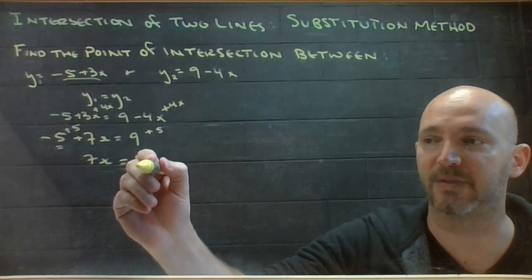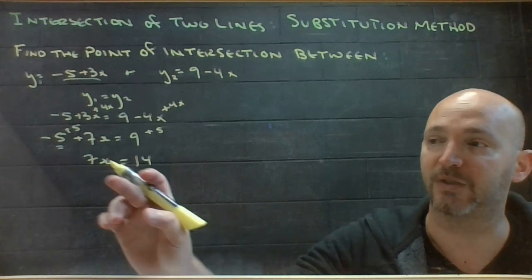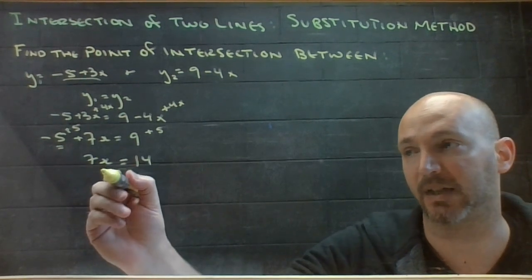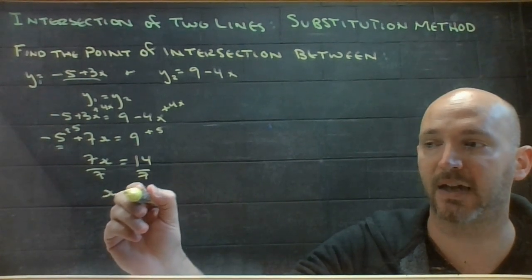9 plus 5 is 14. And I'll need to finish by dividing the 7 off of this x. So I'm left with x is 2.